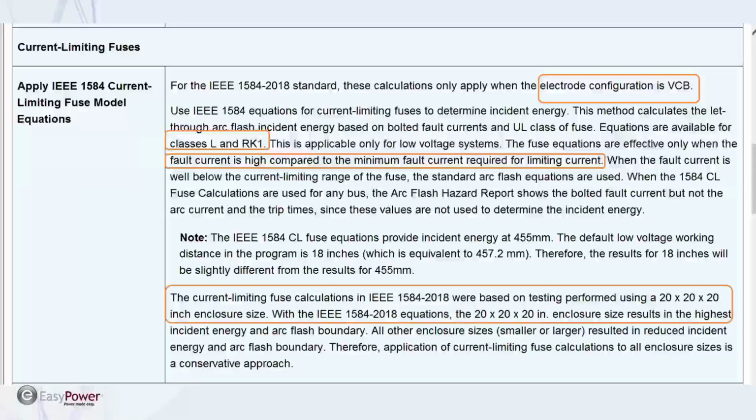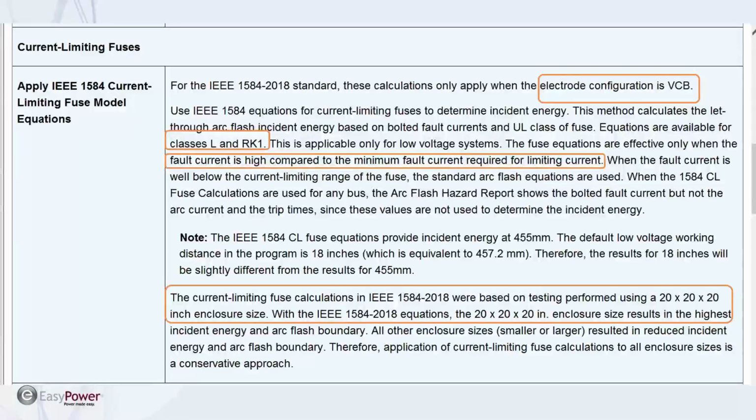And what we have is an equation that predicts the current limiting fuse calculations based upon testing performed in the smallest enclosure size. And with that admonition, the recommendation is to use that as your calculation basis, because larger enclosure sizes would be less conservative. So again, there is somewhat of an attempt to be specific and yet cover a worst case scenario.